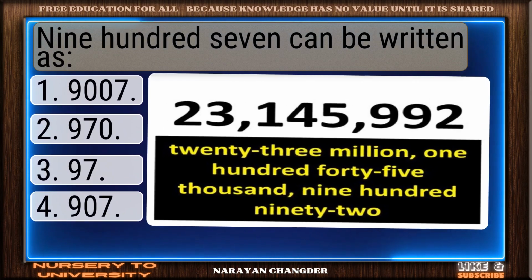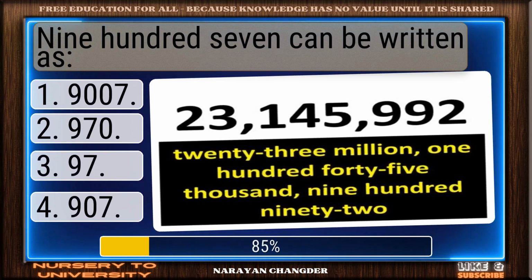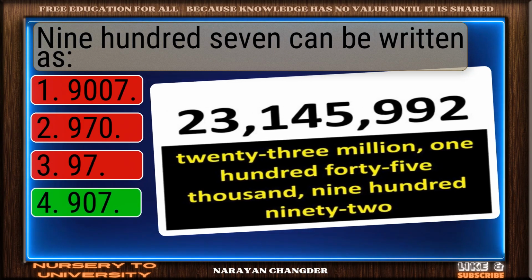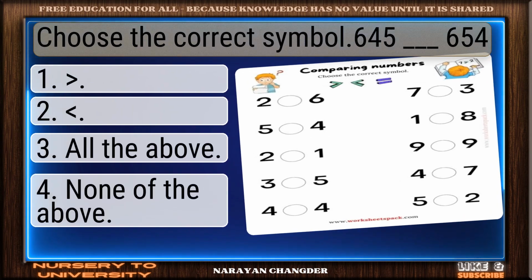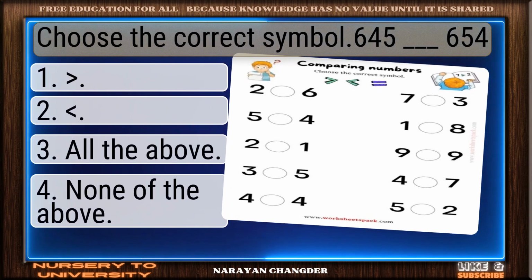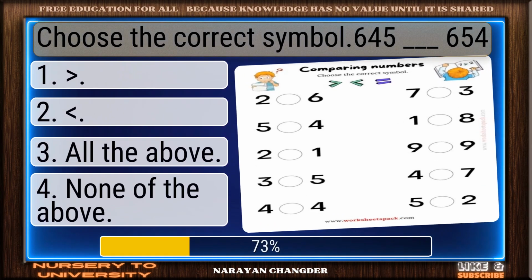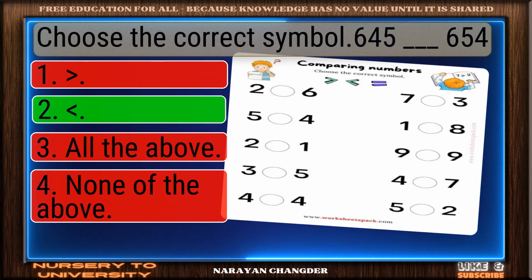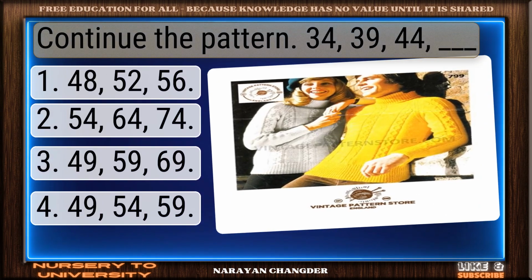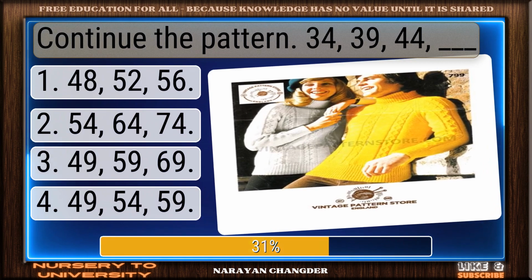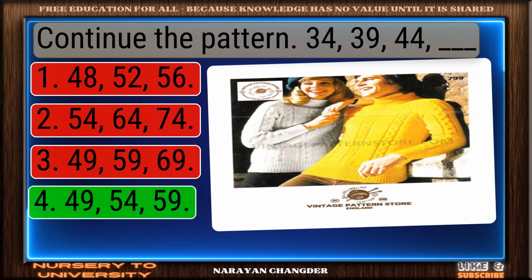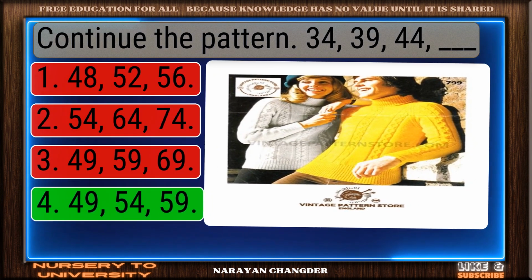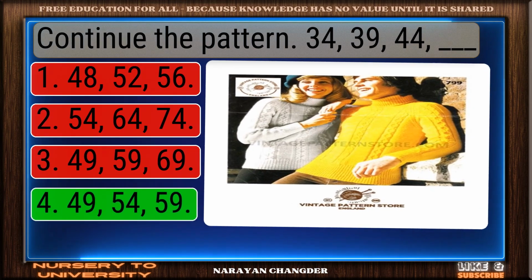907 can be written as... Valid point. 907 is true. Choose the correct symbol. 645 and 64. Well picked. Is the correct answer. Continue the pattern. 34, 39, 44 dash. Smart pick. 49, 54, 59 is the correct choice.